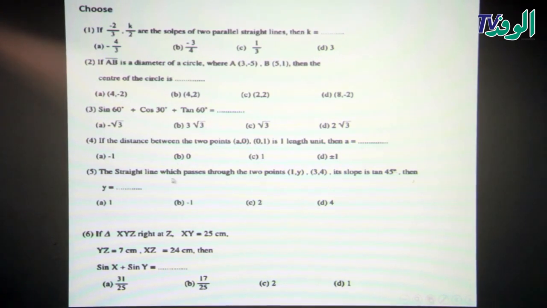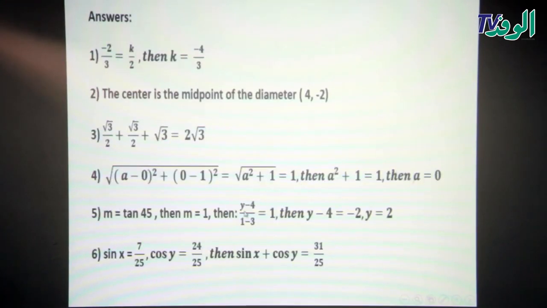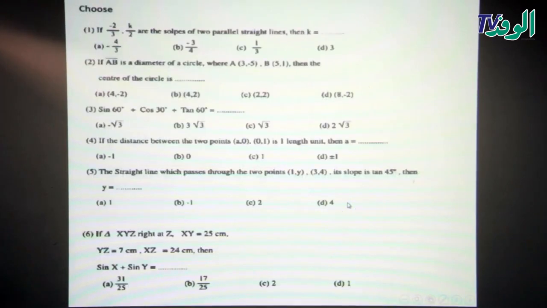Number 5, the straight line which passes through the 2 points (1, y) and (3, 4), its slope is tan 45. نيجي هنا نلاقي ان ال slope tan 45 is 1, which means the slope is 1. هنعمل ال slope formula اللي هي y2 minus y1 over x2 minus x1 اهي. يبقى y minus 4 over 1 minus 3 equals tan 45, which is 1. Using cross multiplication we get y minus 4 equals negative 2. Then move 4 to the other side to get y equals 2. هيبقى كده ال y equals 2, which is choice C.